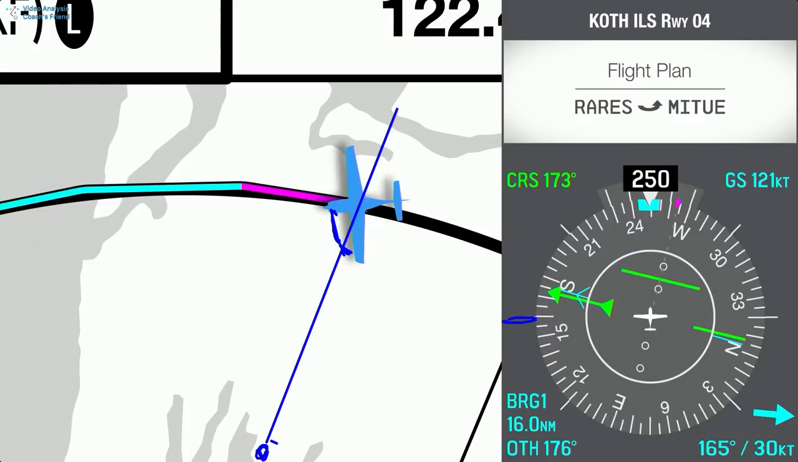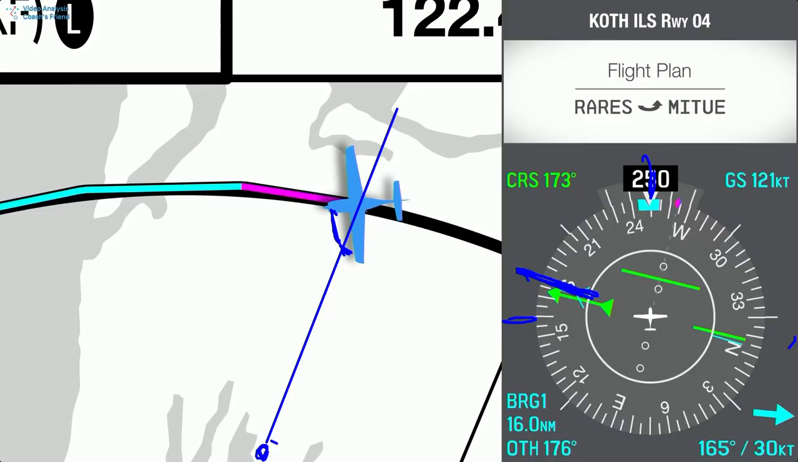Actually, one more thing to think about. If you look at this as your left wing, and you look at where the HSI and the bearing indicator is pointing, this makes sense. Because if your VOR is down here, and that's the radial we're flying, look at where it's cutting through the airplane. It's somewhere between the nose and the wing. And if we look at that bearing pointer right there, it's between the nose and the left wing.